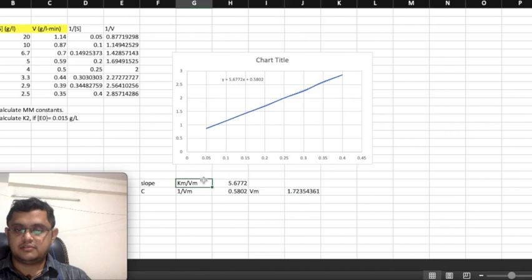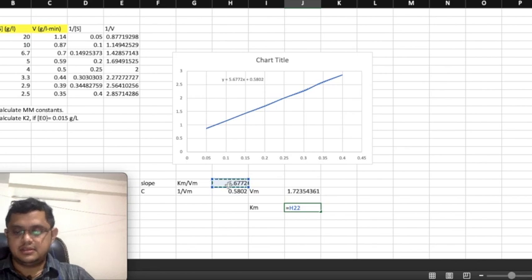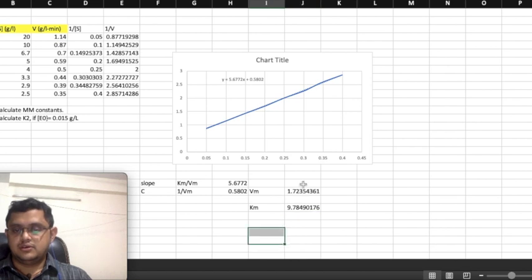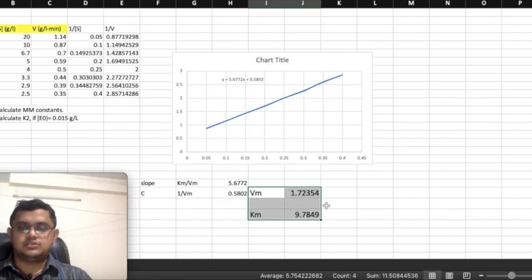So now from this value we calculate the Km, because already we know the Vm. So to calculate Km from this, just multiply 5.6772 into the Vm value, that is 1.7. So that is what we are going to do in order to calculate Km. So Km is equal to the value of this into the value of Vm. So you will get Km and Vm. So this is the first data asked by the problem, that is, calculate the constants.